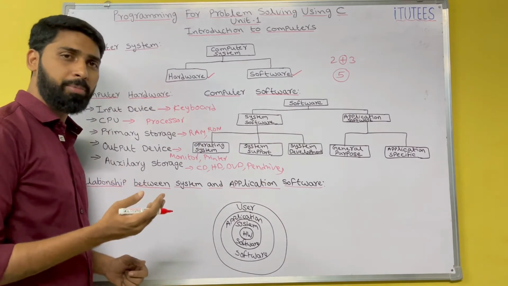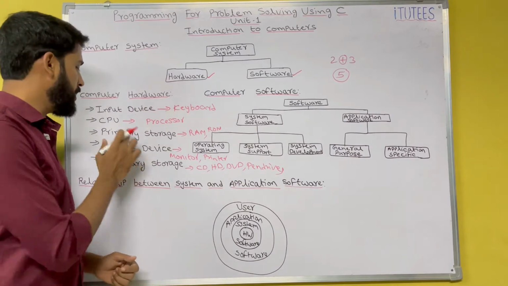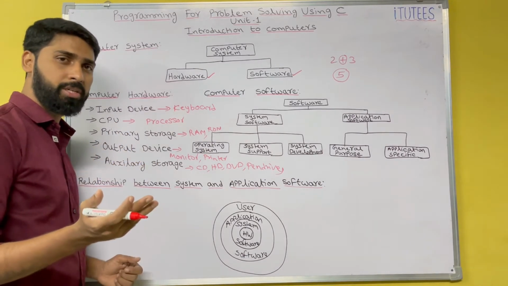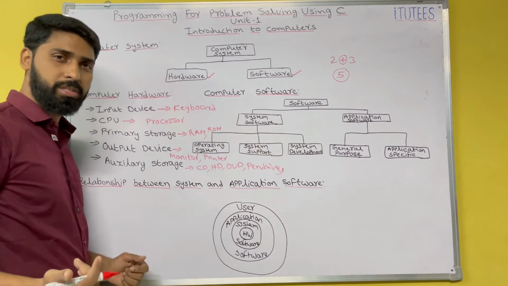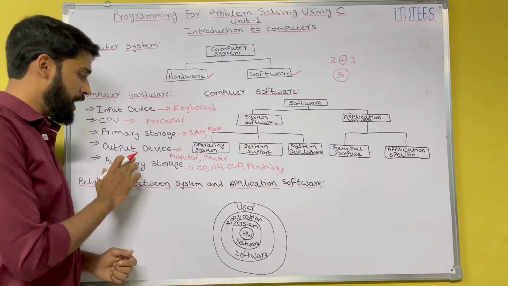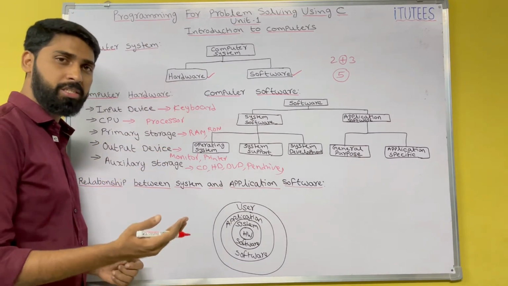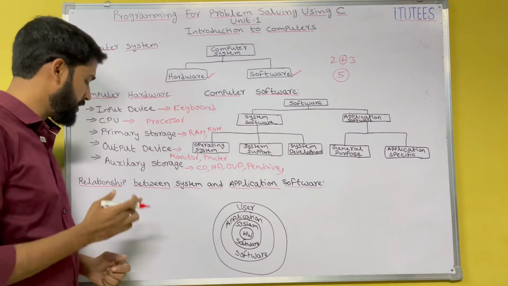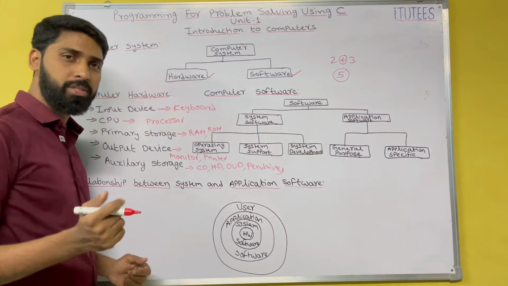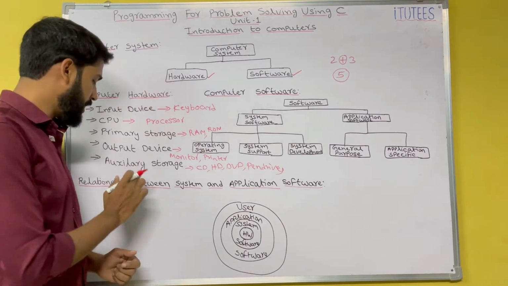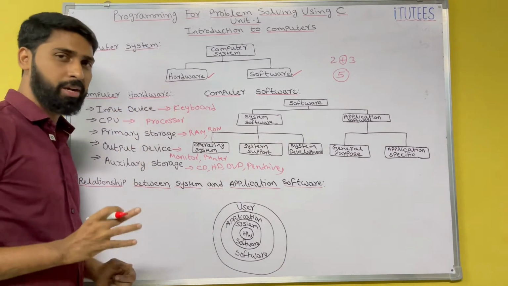Now think about your mobile. What is the input device for your mobile? The touch screen. The CPU is your processor, like Snapdragon. Primary storage is 4GB RAM, 8GB RAM, 16GB RAM. For the output device, your mobile screen is the output device, so the touch screen acts as both input and output device. And auxiliary storage is your 64GB, 128GB, 256GB, 512GB memories. I hope you all understand the computer hardware clearly.